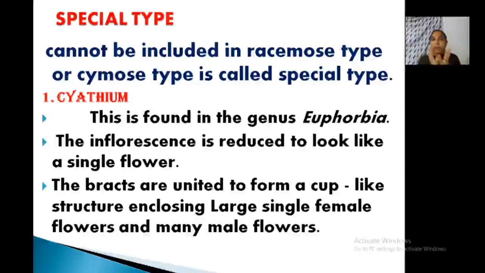So this cup is made up of actually what? Fusion of bracts. Understood? That is called a cyathium. So at a glance, you think that is a single flower. But that's not a single flower. It is an inflorescence. This is a common condition occurring in the Euphorbiaceae family.